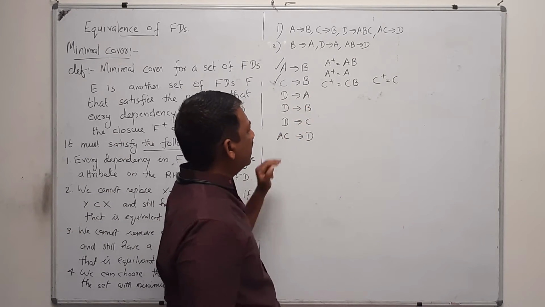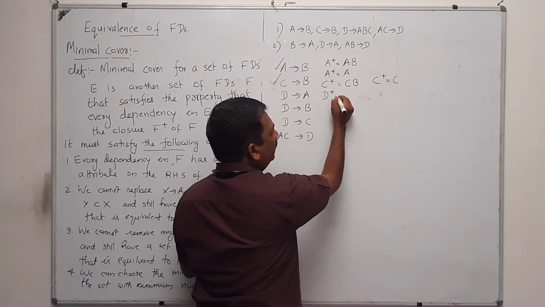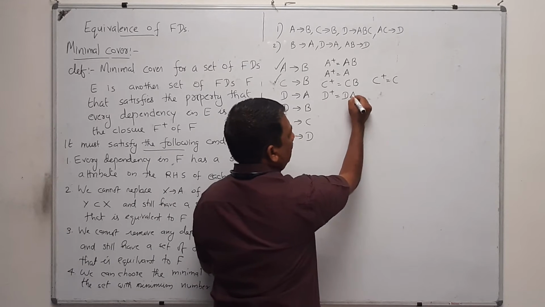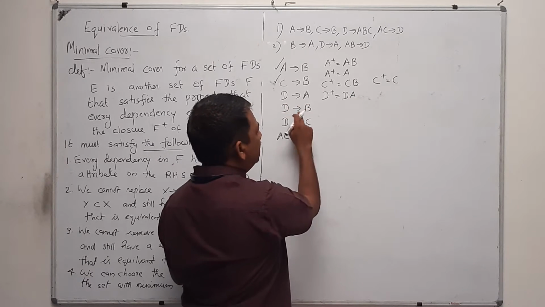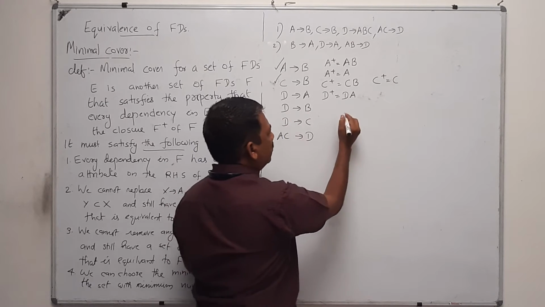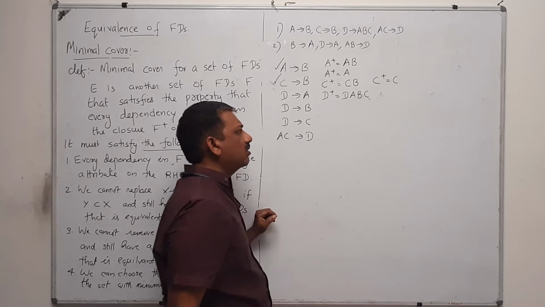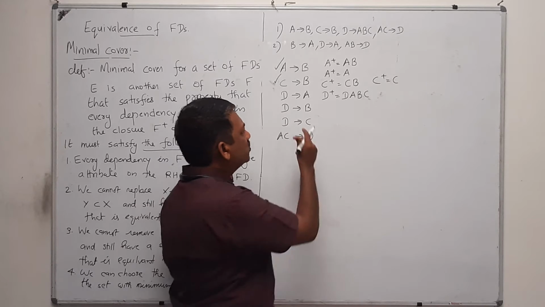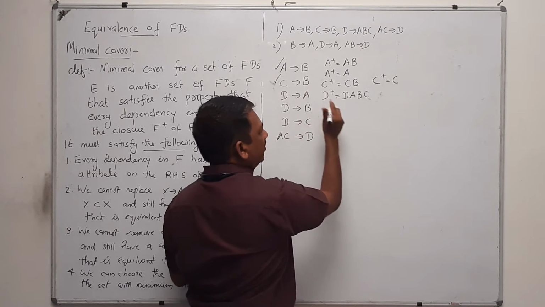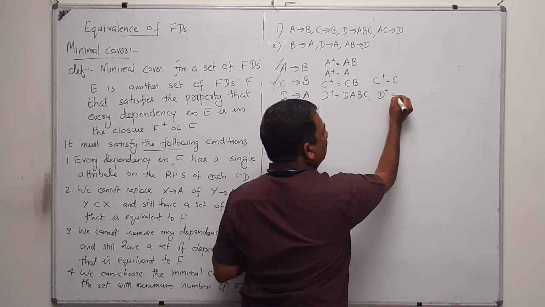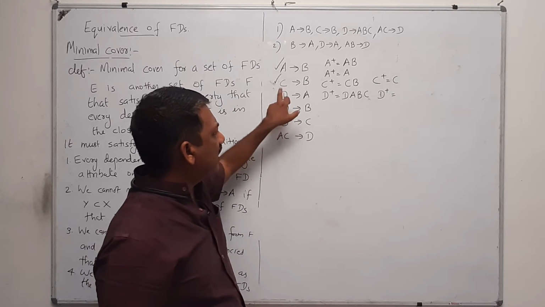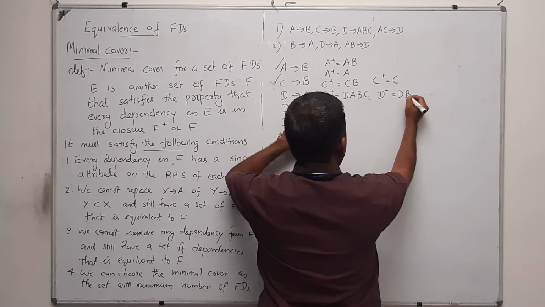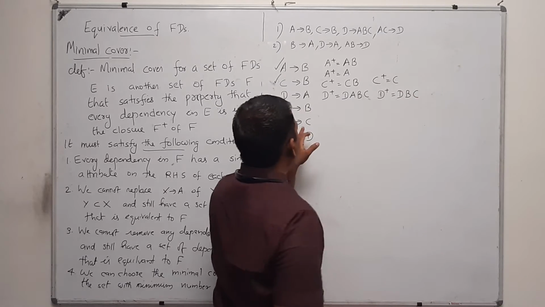Now what about D determines A? You are going to find out the closure of D. By trivial functional dependency, D is there, then A, D determines A, B and C, D determines B, D determines C. So A, B, C, D are all there in the closure of D. Now suppose that you remove D determines A, then what will happen? Again D is there, D determines B, B is there, D determines C, C is there.